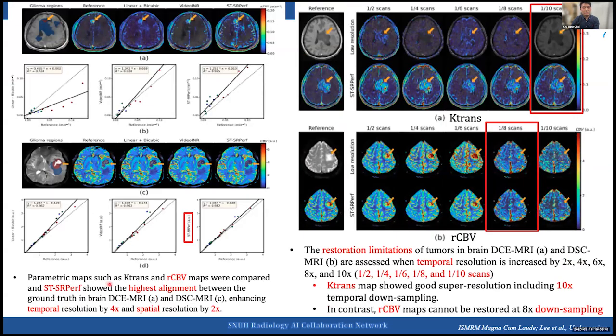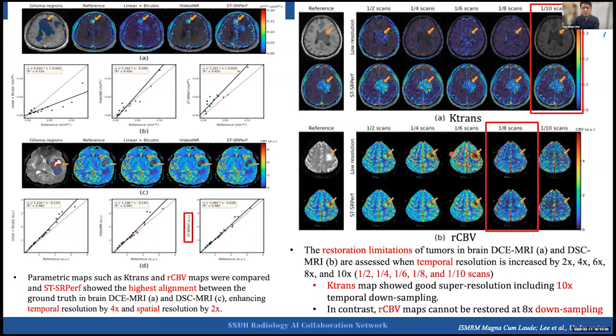Parametric maps such as K-trans and rCBV maps were compared, and STSR-PERF showed the highest alignment between the ground truth and the generated PK maps in brain DCE MRI and DSC MRI as well, enhancing temporal resolution by 4 times and spatial resolution by 2 times.